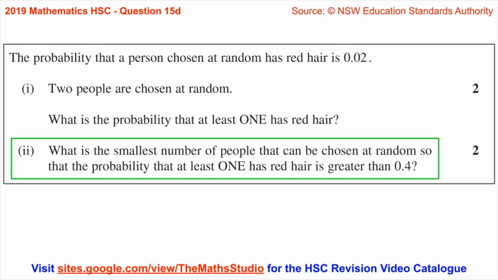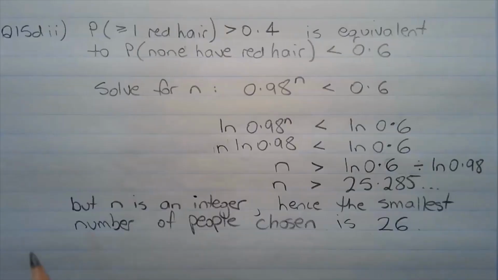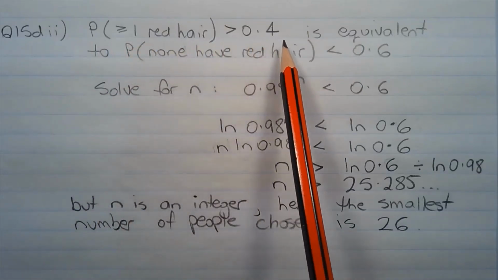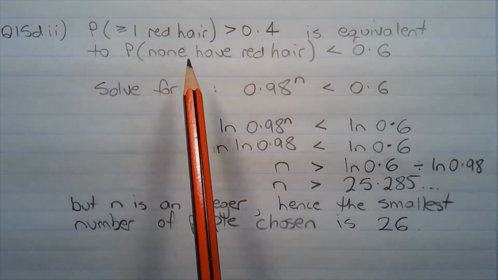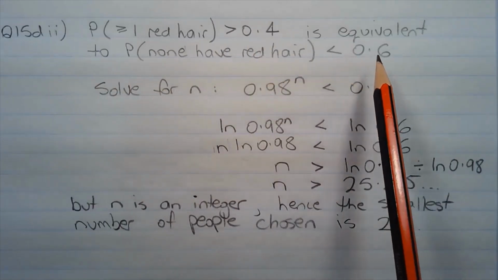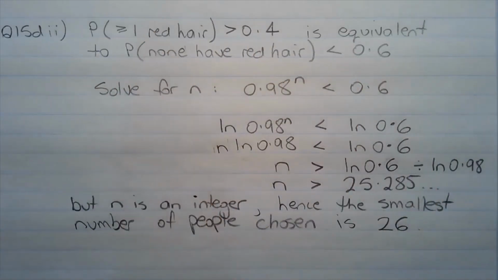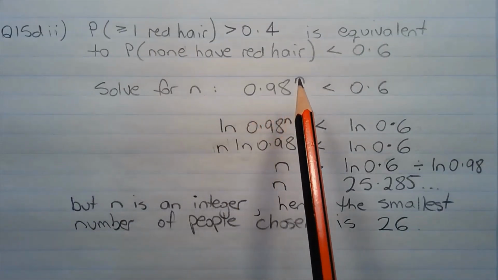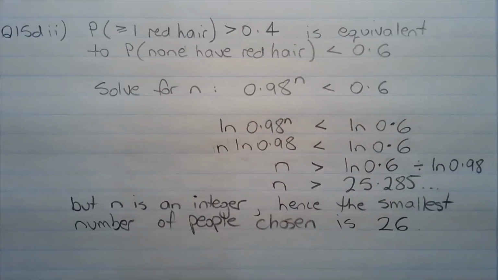Part 2. What is the smallest number of people that can be chosen at random so that the probability that at least one has red hair is greater than 0.4? The probability that at least one person chosen has red hair being greater than 0.4 is equivalent to the probability that no one chosen has red hair being less than 0.6, since they are complementary events. So we're going to solve for n the inequality 0.98 to the power of n less than 0.6.